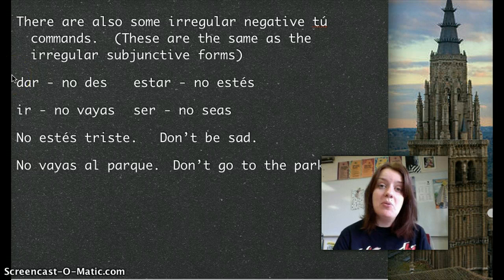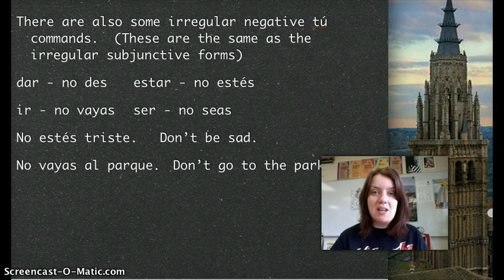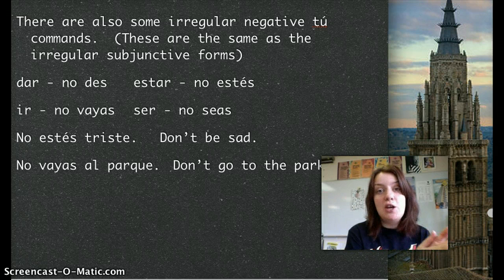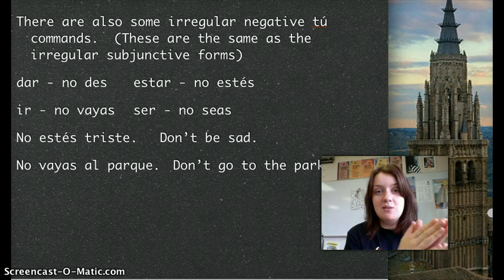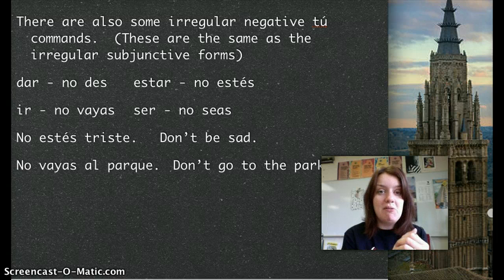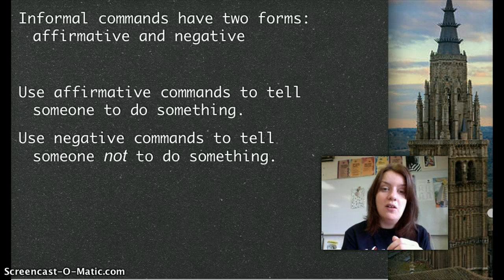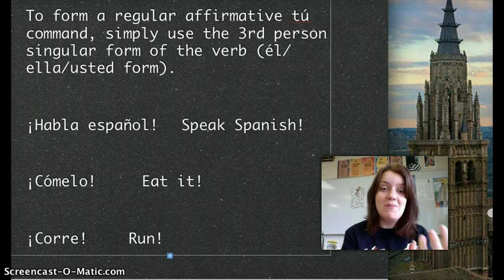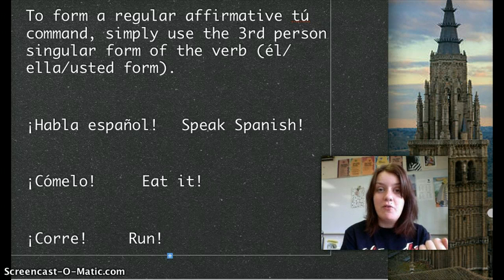So to sum up, what is a command? A command is where you tell someone to do something or not to do something. In this video, we learned about tú commands. So that means when you're talking to a friend, a peer, a family member, someone you're on informal terms with. For affirmative, you're telling someone to do something, and you go to the third person form of the verb. So the he, she form of the verb. So you get habla, come, corre, etc.